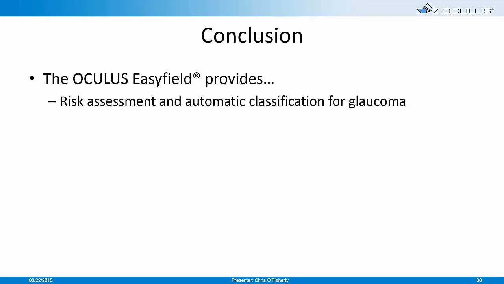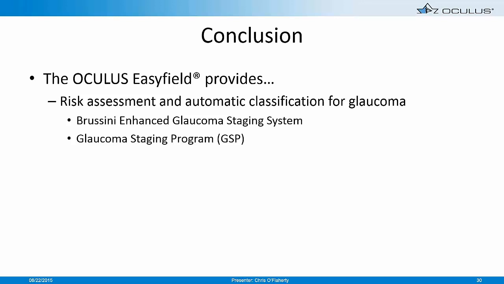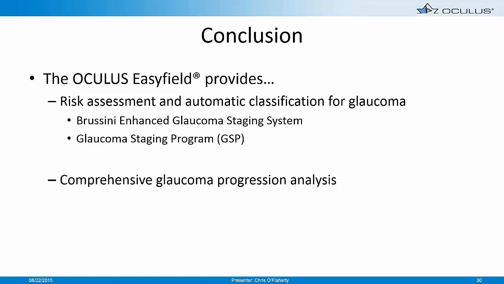We have several tools for risk assessment and automatic classification of glaucoma, including our Brusini Enhanced Glaucoma Staging System and the Glaucoma Staging Program, or as we call it, GSP. And then the last thing we talked about is our comprehensive glaucoma progression analysis, the threshold noiseless trend. So this will conclude the features and benefits portion of the webinar tonight.